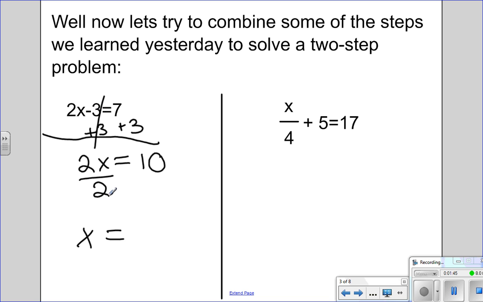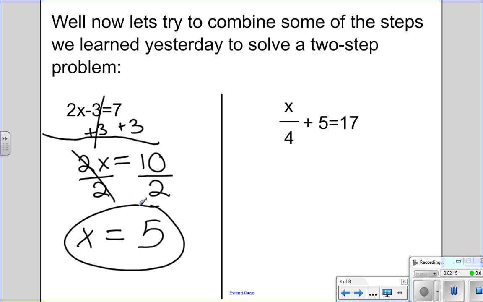Next, it turns into a one-step equation, and since it's 2x, I need to divide to get rid of it. And so I'm left with x equals 10 divided by 2, 5. And then you could always double check to make sure that works. So if I plug 5 in here, it's saying 2 times 5 minus 3 equals 7. Well, 2 times 5 is 10. 10 minus 3 equals 7. So it's true. x equals 5.